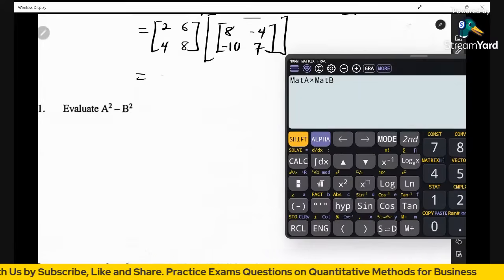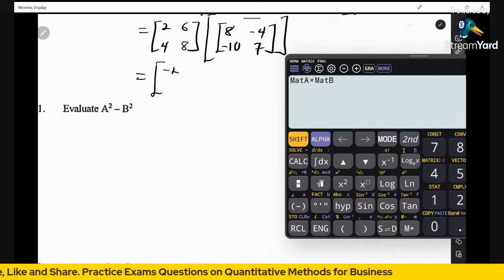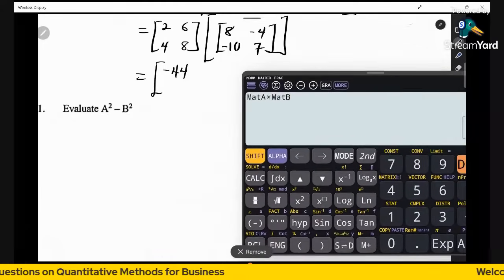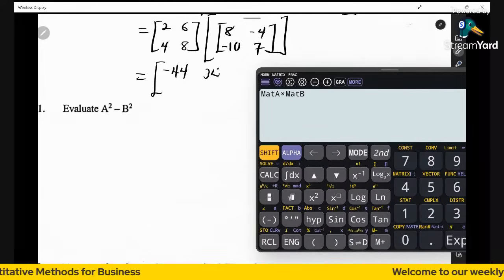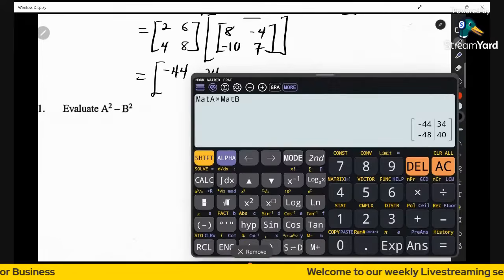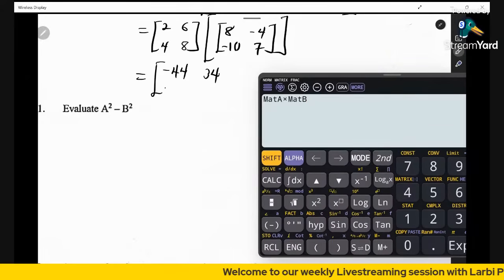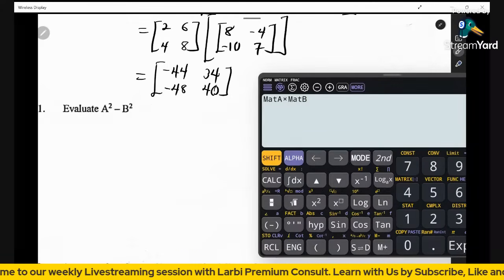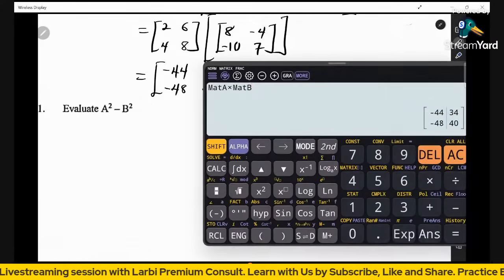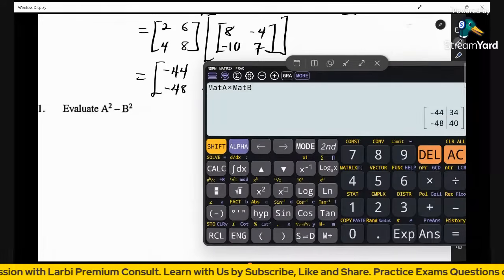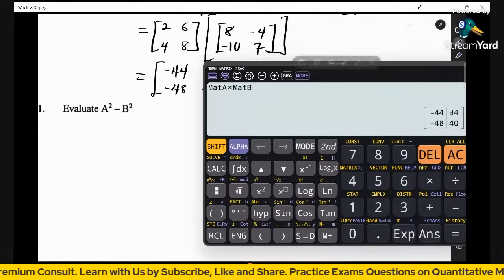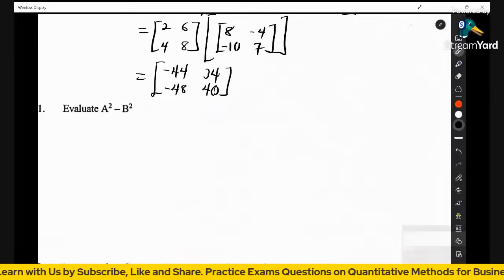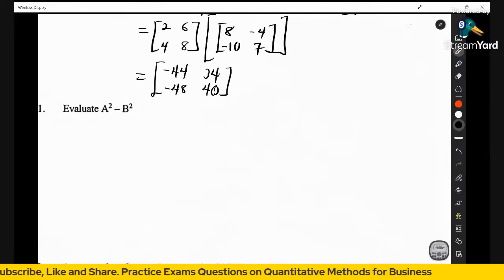When I multiply, I should be able to get -44, 34, and then -48, 40. You should be able to know how to use a calculator better so that you can ease your chance of solving enough questions at the examination room, in case you have any future examination in relation to this. So this is how I use the calculator to deal with it.